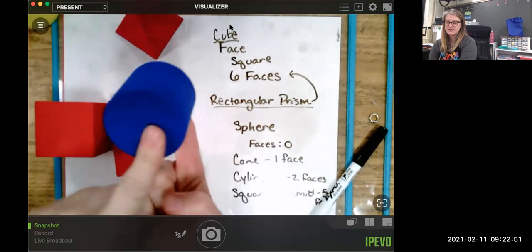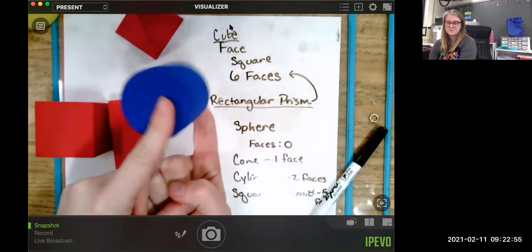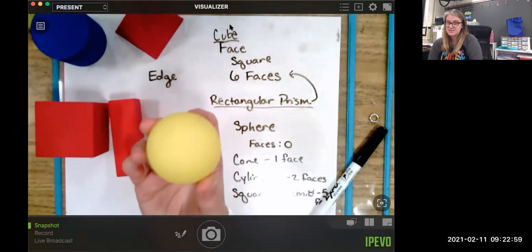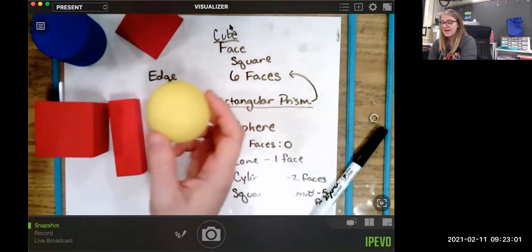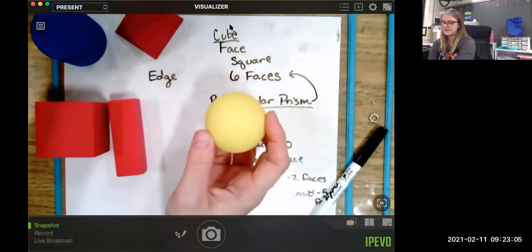So our cylinder, does it have any edges? No. Our sphere definitely doesn't have any edges because it doesn't have any faces. And our cone only has one face, so it doesn't have any edges either.